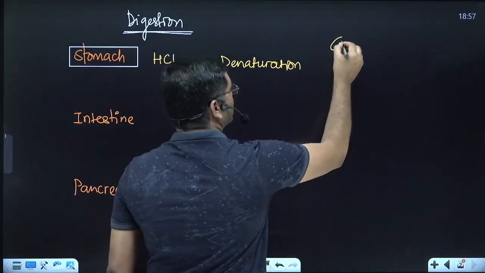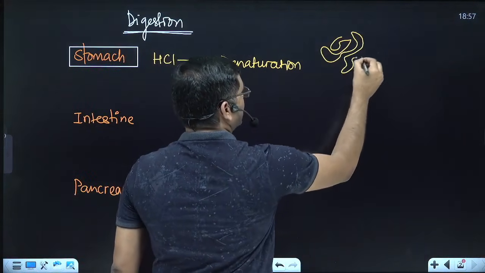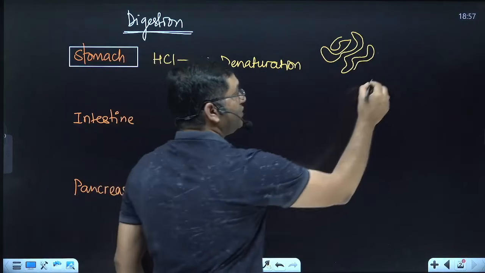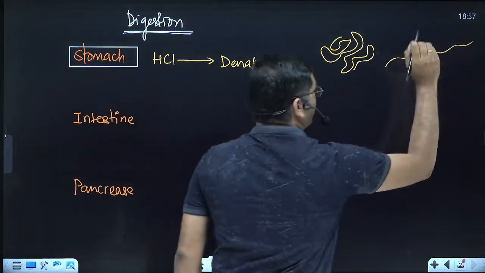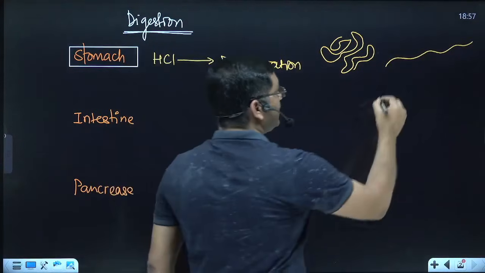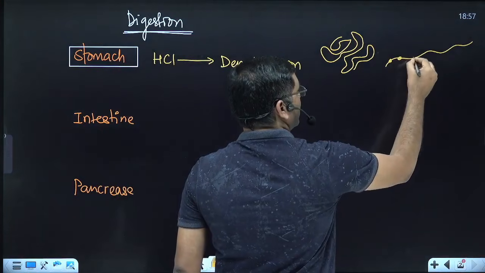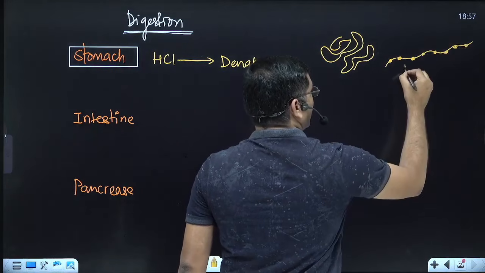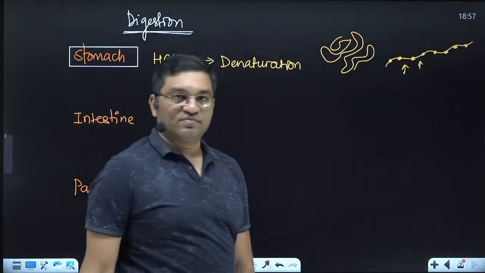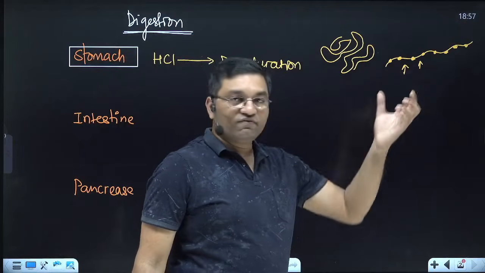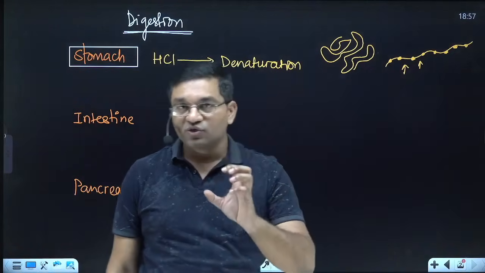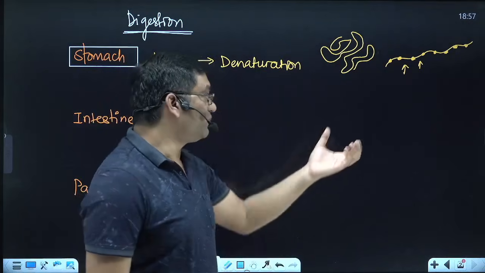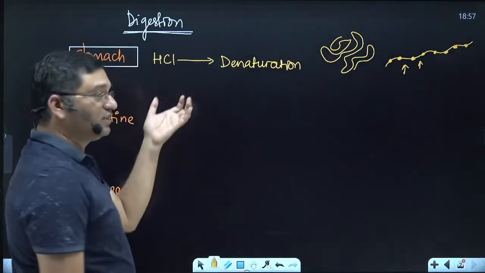Suppose this is the tertiary structure of the protein. In denaturation, this tertiary structure is broken down into a primary polypeptide. So the internal peptide linkages are now exposed for the action of the peptidases, the enzymes which act on the peptide. This is the action of HCl, that is the denaturation.